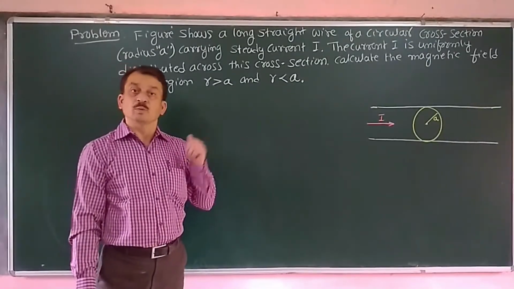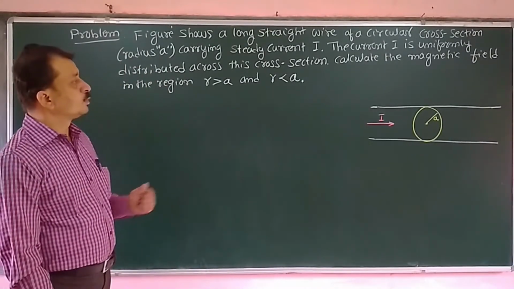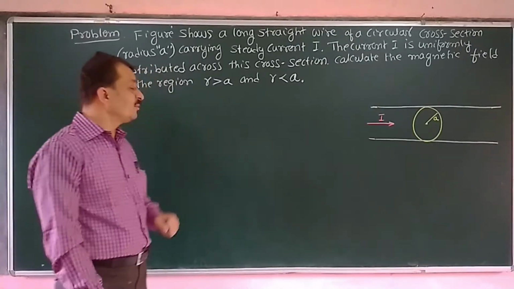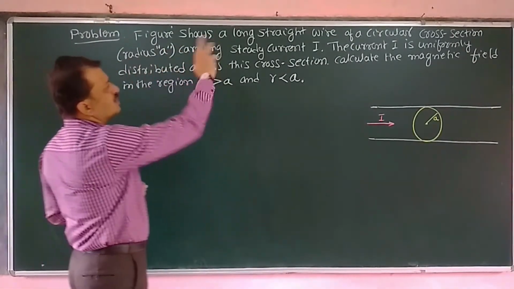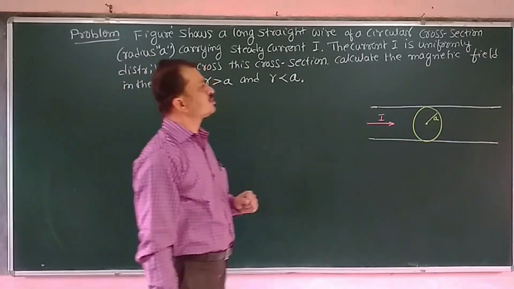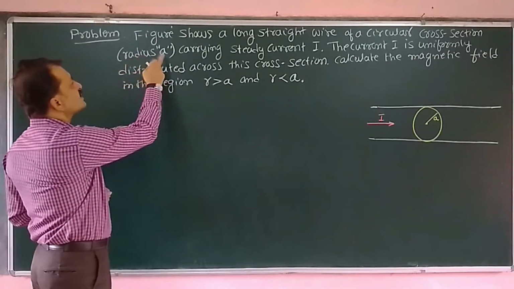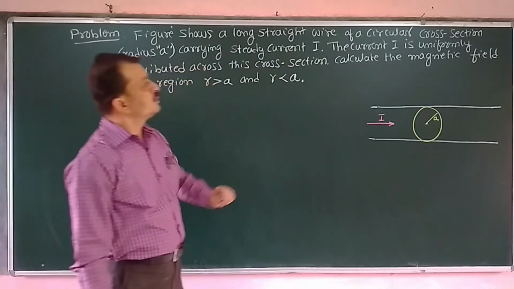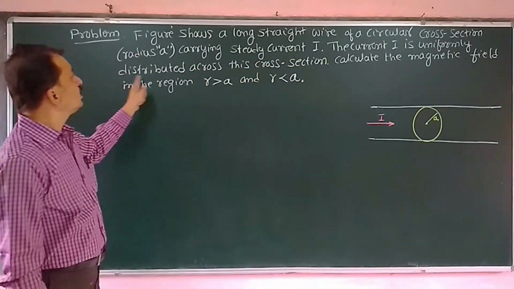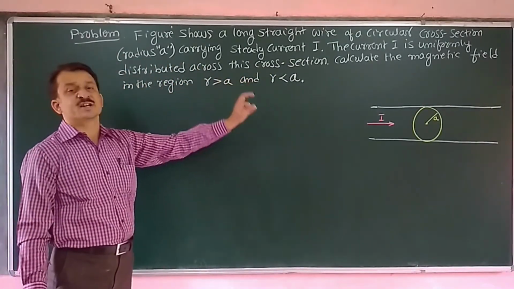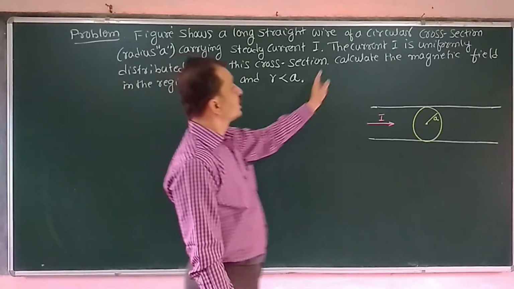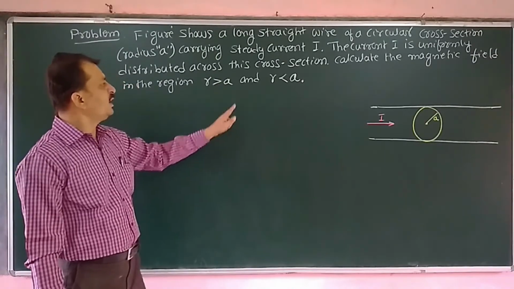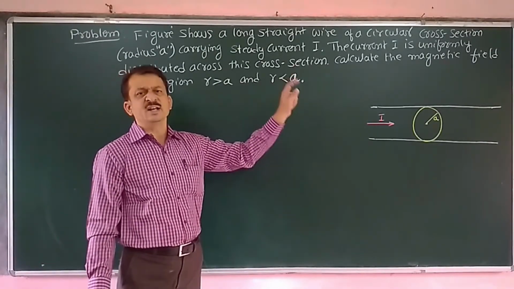Now we will work out one problem to get the idea of what is enclosed current. Okay. Now the figure shows a long straight wire of circular cross section, radius a, carrying a steady current I. The current I is uniformly distributed across this cross section. Calculate the magnetic field in the region r greater than a and r less than a.